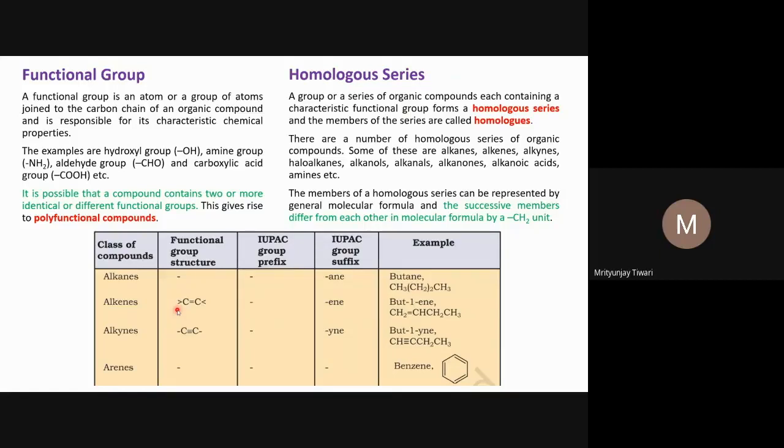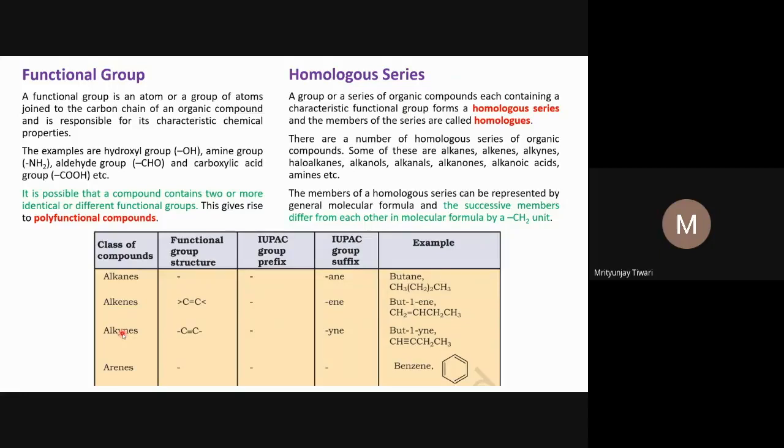If there are two double bonds, then the general formula of that alkene will be CnH2n-2. So you might have seen in some books that the alkene general formula is given as CnH2n, but that is true only for compounds containing only one double bond. If the compound has multiple double bonds, the general formula changes accordingly: for each double bond there should be two hydrogens less than the corresponding alkane. So you can write a general formula for any alkene if you know how many double bonds are in it.